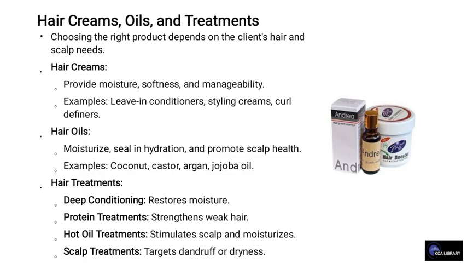Let's check through hair cream, hair oil, and hair treatment. Hair creams provide moisture, softness, and manageability. For instance, we have leave-in conditioner, and we have styling creams. We have hair oils. Hair oil moisturizes, seals in hydration, and promotes scalp health. Examples are coconut oil, castor oil, argan oil, or jojoba oil.